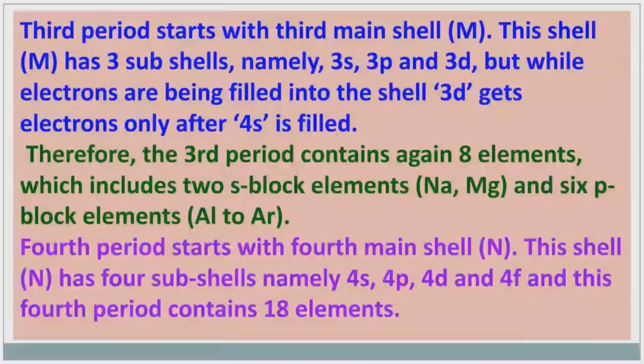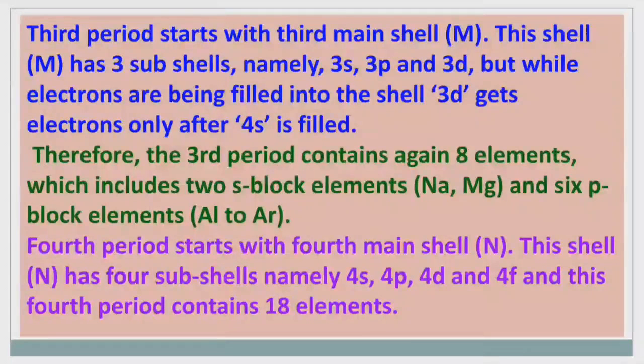The fourth period starts with the fourth main cell, that is the N cell. This cell has 4 subcells, namely 4s, 4p, 4d and 4f. But the 4d orbital is filled up after 5s, and the 4f orbital is filled up after 6s. That's why in the fourth period 4s, 3d and 4p orbitals are filled up. Total 18 elements are there in the fourth period.